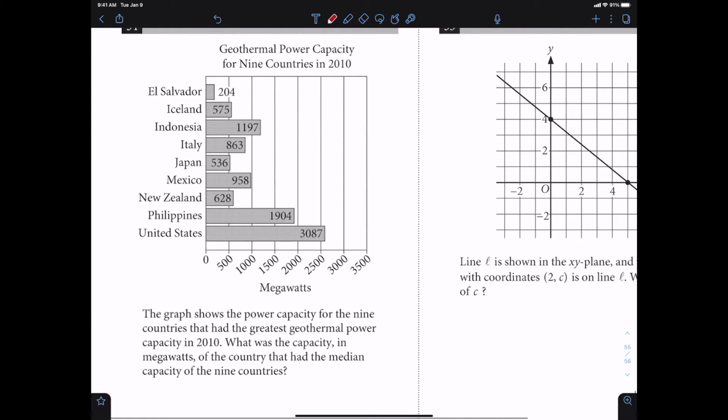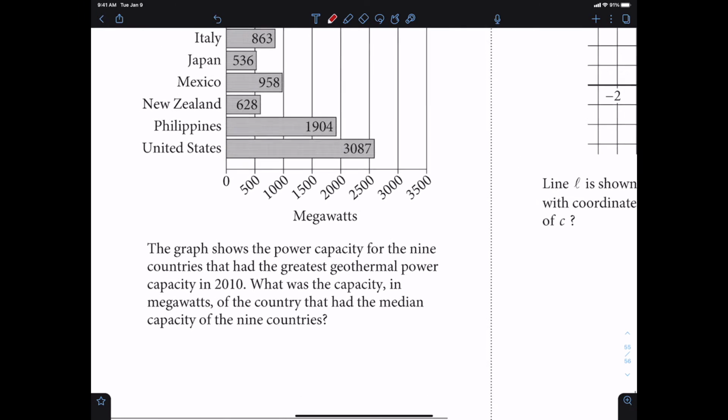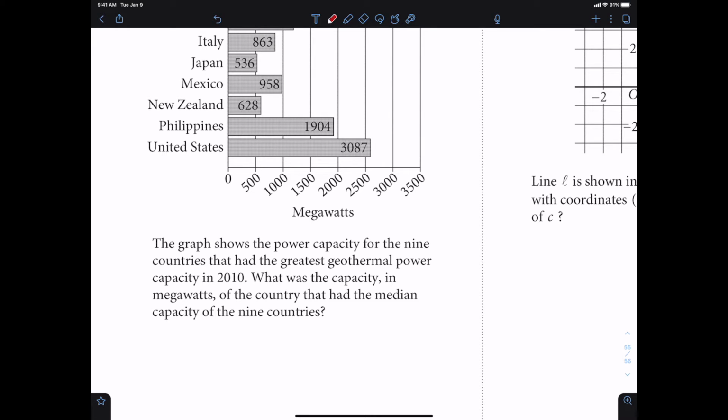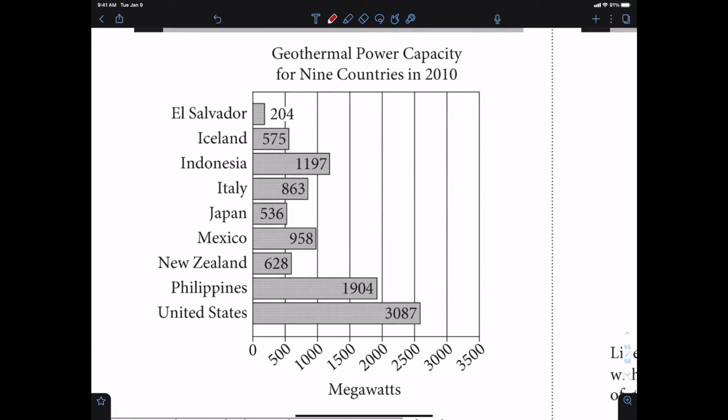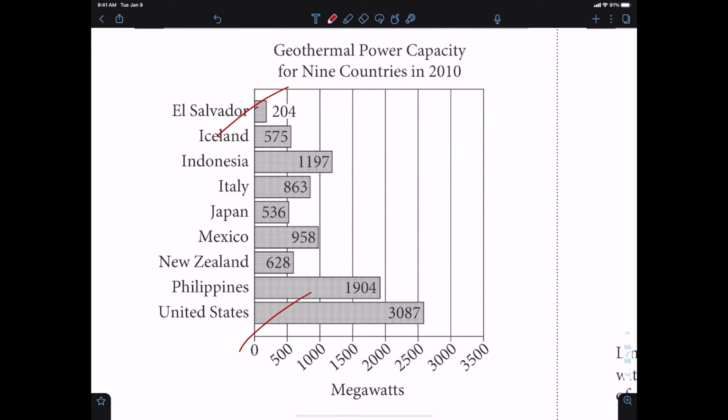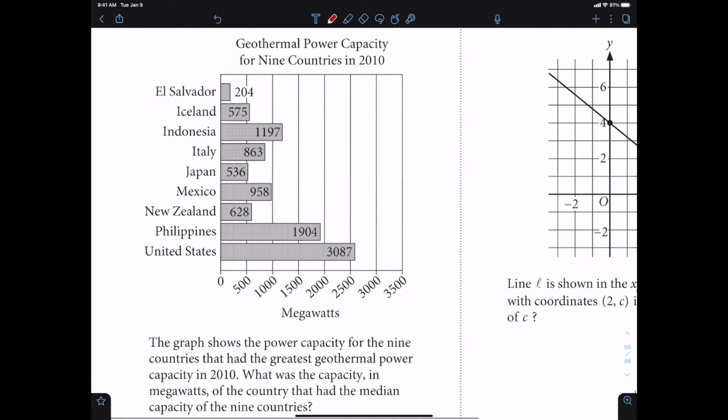Alright. The graph shows the power capacity for the 9 countries that had the greatest geothermal capacity. What is the capacity of the country that had the median? Be careful with these types of problems. Don't just say, okay, what's the middle one of all these? You're going to get Japan, probably, right? That's not correct. Because remember, the median is the middle value when all the data values are organized from least to greatest. So let's go ahead and do that.